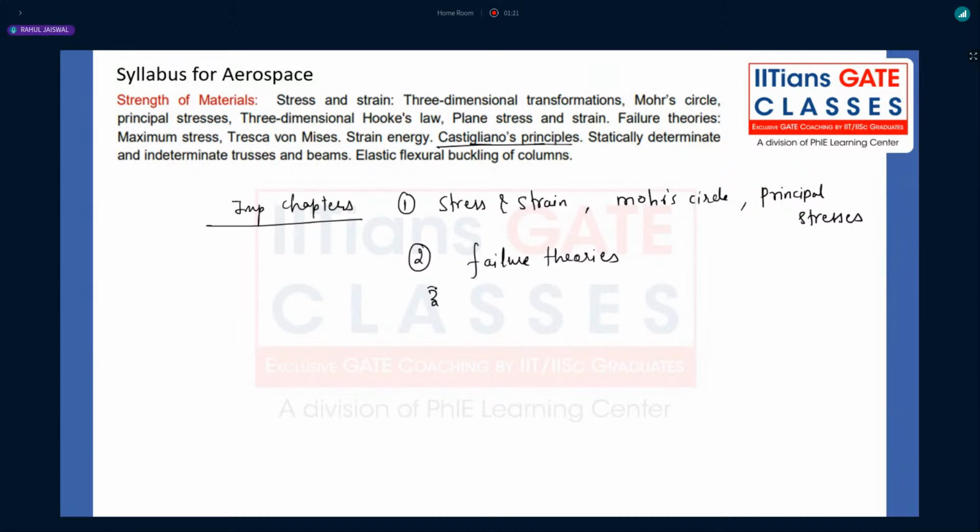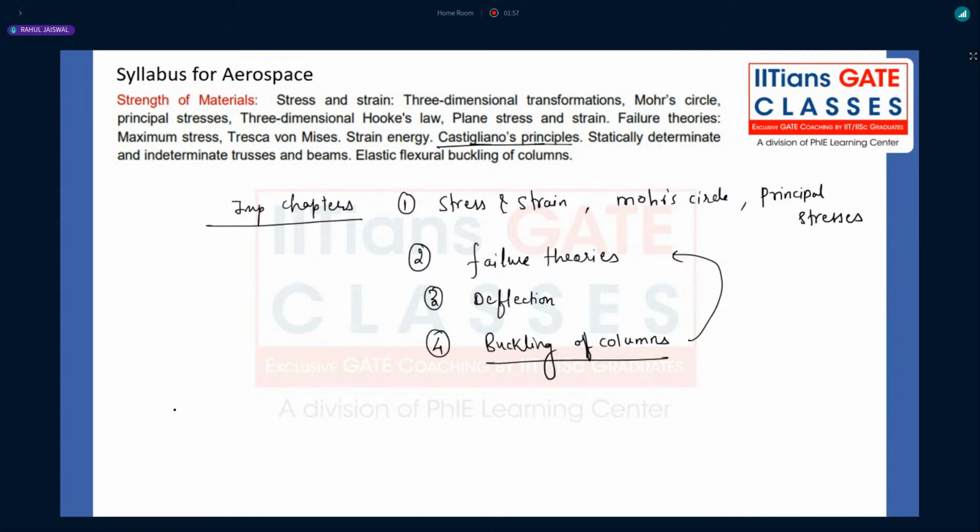And then we'll be having the deflection, right? Then once again we'll be having buckling of columns. So after stress and strain and Mohr circle, you can write this one on the priority list. Buckling of columns: every year we have one question, either numerical or theoretical. You will find a question from this buckling of columns. Failure theory, deflection. So these are the very, very important ones.